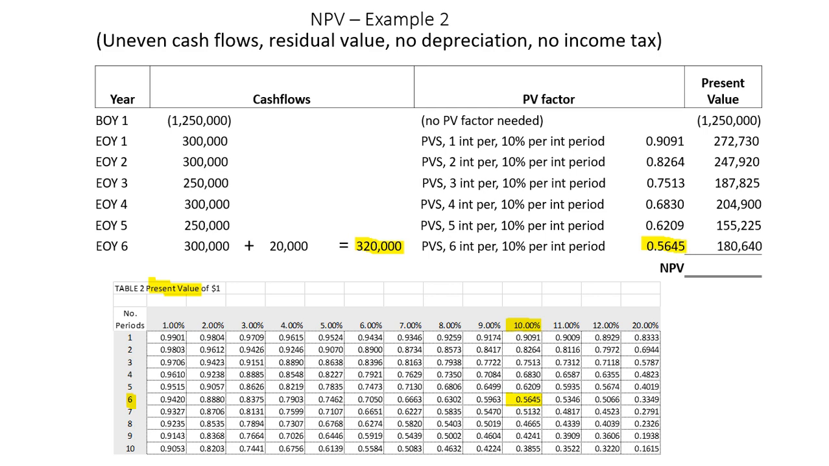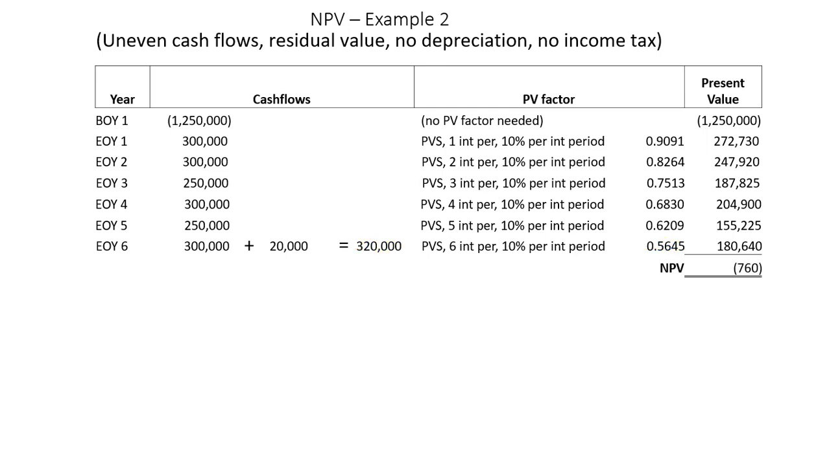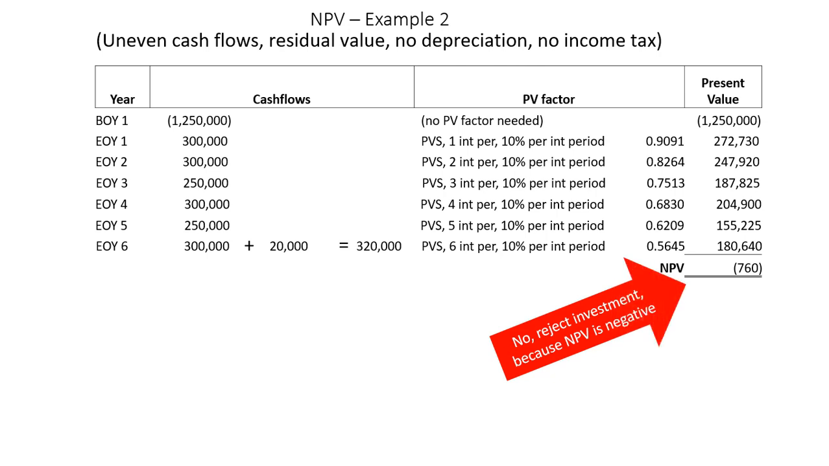$180,640. Now you can add the amounts in the present value column, paying close attention to whether the amounts are positive or negative. You should find that the total is a negative $760. So the NPV of this investment is negative $760. Should Harborside invest in this equipment? No, because NPV is negative, which means that the rate of return on the investment would be something less than 10%.